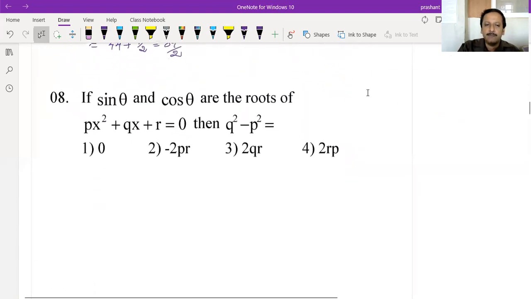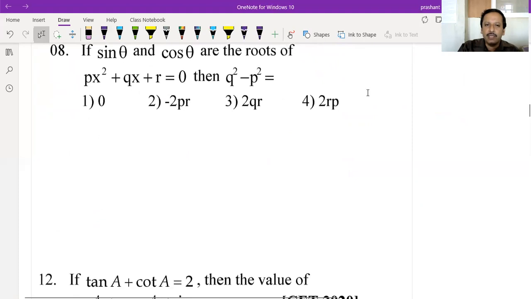Okay, then look at question number 8 now. If sin theta and cos theta are the roots of px square plus qx plus r is equal to 0, then q square minus p square is equal to? Sin theta and cos theta are the roots of this quadratic equation. So first I'll find the sum of the roots.